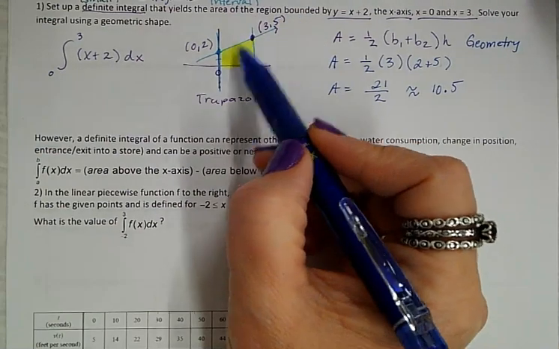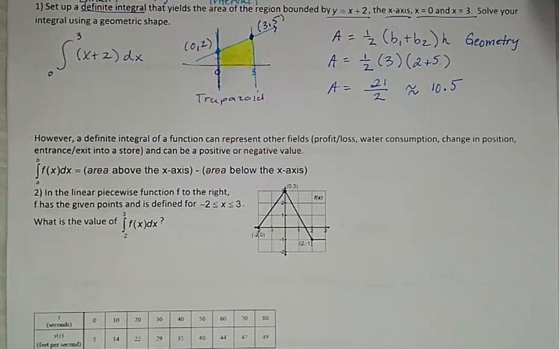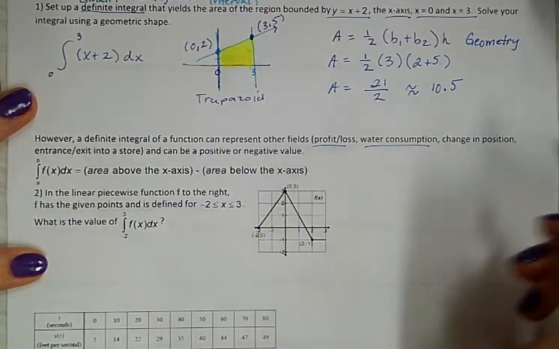So we definitely have a definite bounded interval, a closed-in shape that we can find the area of. However, a definite integral of a function can represent other quantities. You could be applying it in something like profit and loss. You could be talking about water consumption.